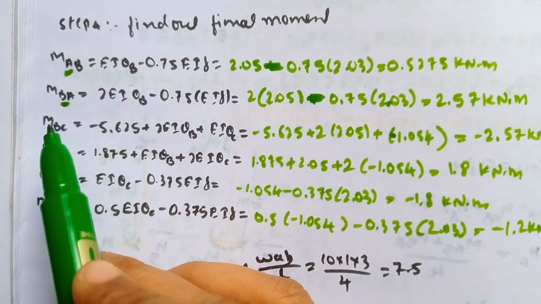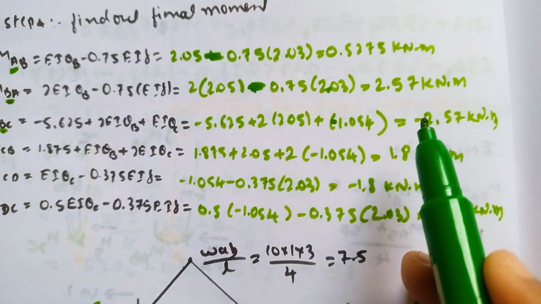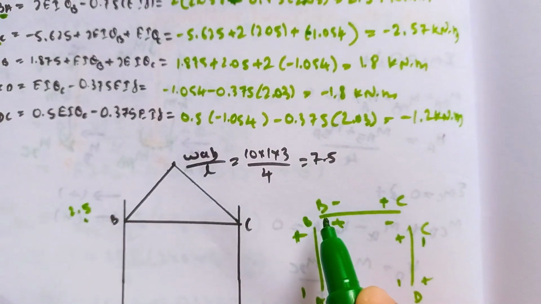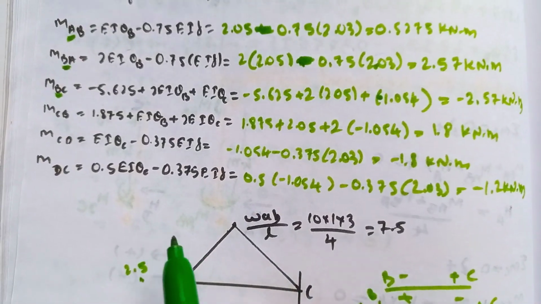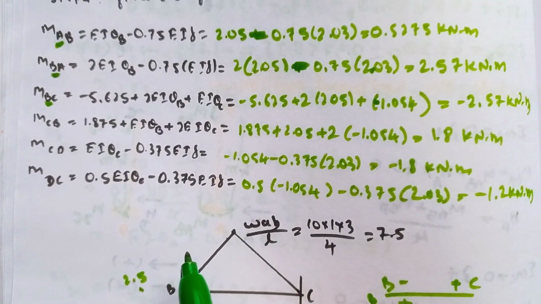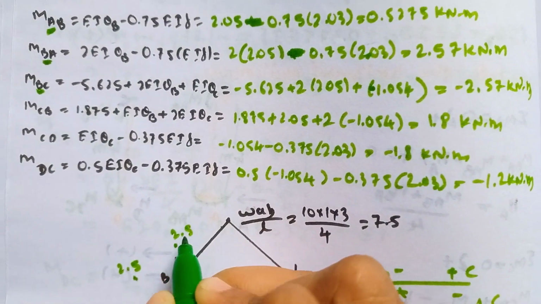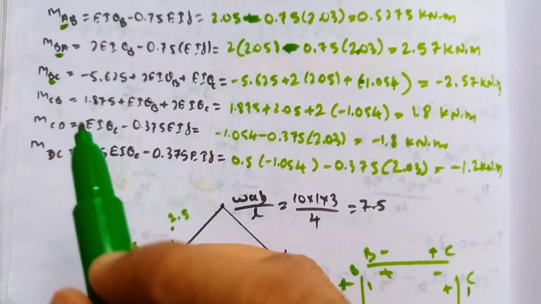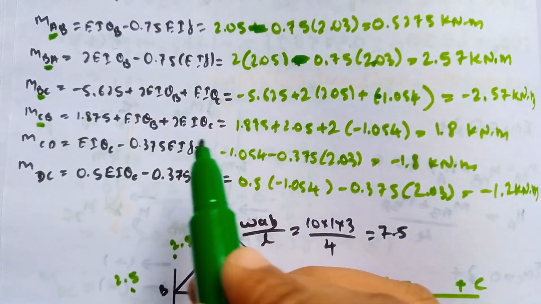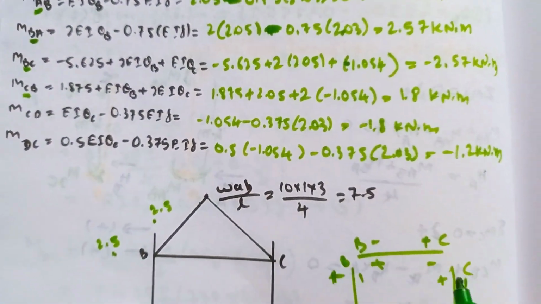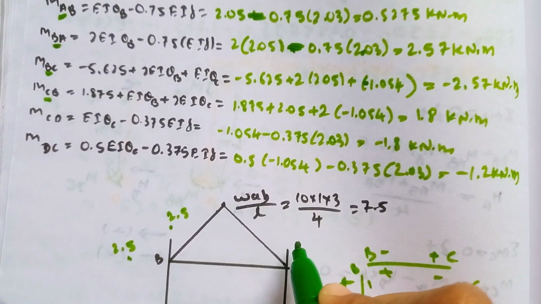Similarly, MBC, first point is B here. At point B, the value is minus 2.5. Minus means it comes above the neutral axis. Minus 2.5, it comes here. For MCB, first point is C. Value is 1.8 we got. Positive means it comes above the neutral axis. It comes here.